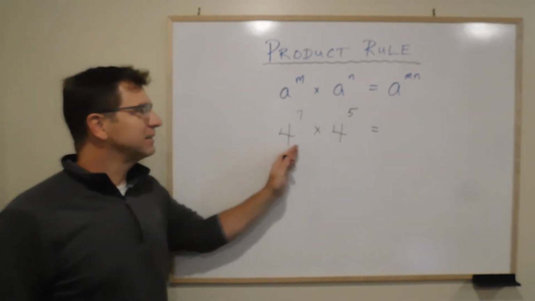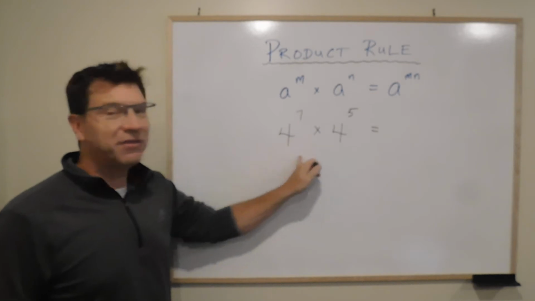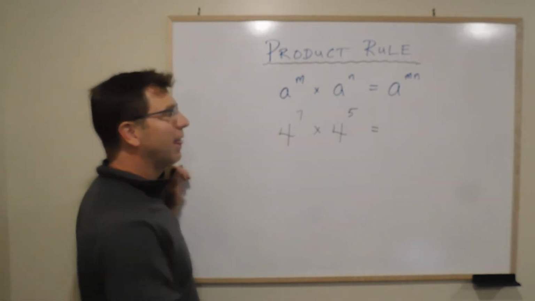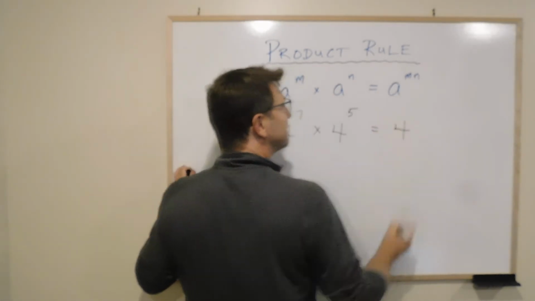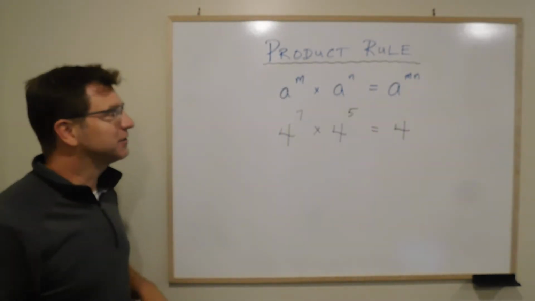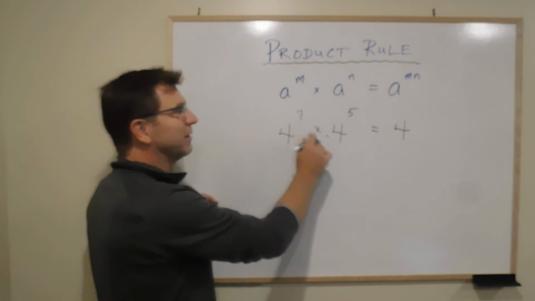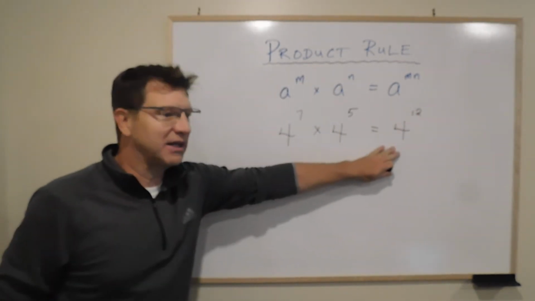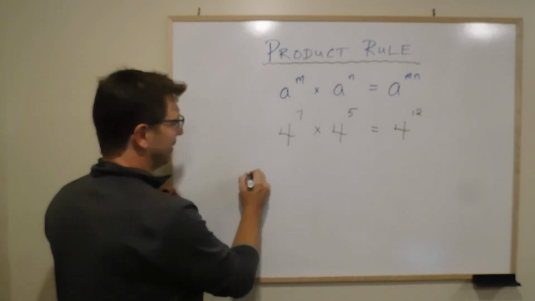Whenever I have the base and the exponents, if the base is the same, and that's critical, these bases are the same, they're both 4, I can put the base and I can add the exponents. So 7 plus 5 is 12. The base does not change, okay? And the reality is, here's why.